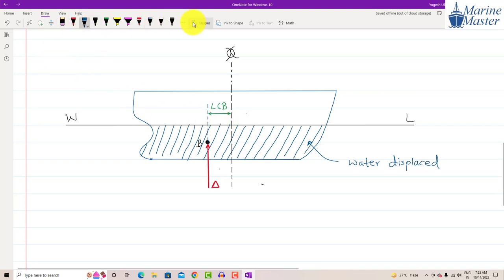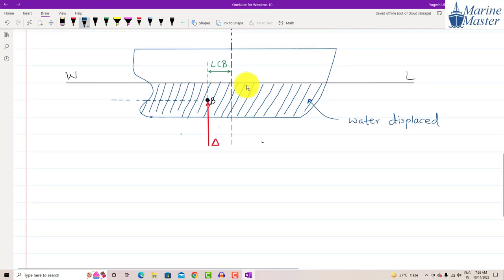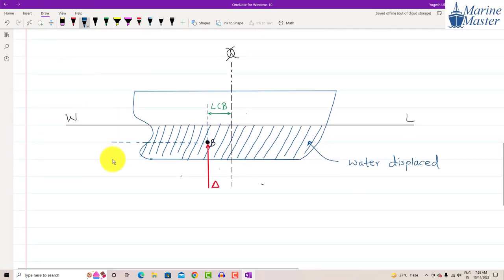And from B, I am going to draw one dotted horizontal line. Let me shift this B to the other side. From the keel also we are going to draw another dotted horizontal line. Just observe. What does this distance denote? This distance denotes KB.